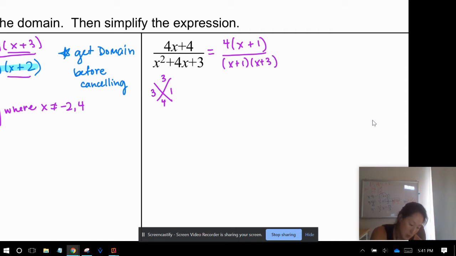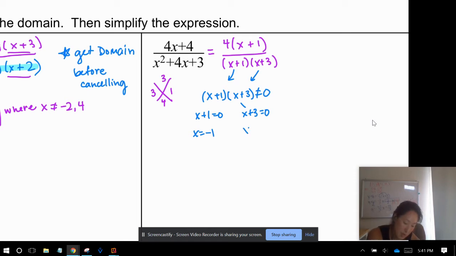Okay, hold on for a second. We've got to set this equal to 0. The denominator cannot equal 0. All right, so we solve with the zero product property. x plus 1 is equal to 0, and x plus 3 is equal to 0. So when x is equal to negative 1, we get a 0, and when x is equal to negative 3, we get a 0. Okay, this means that our domain restrictions are x cannot equal negative 1 and x cannot equal negative 3.